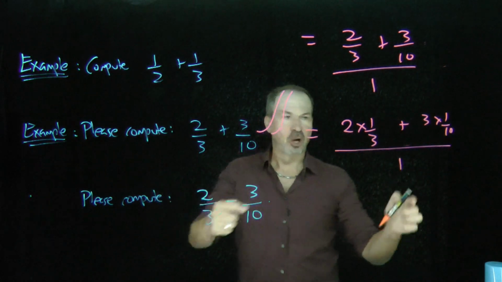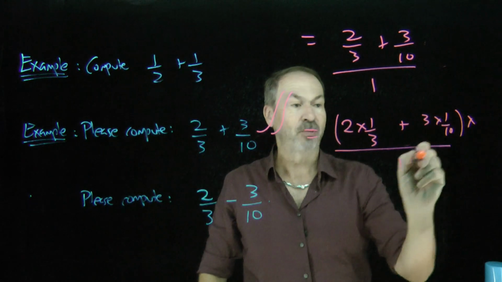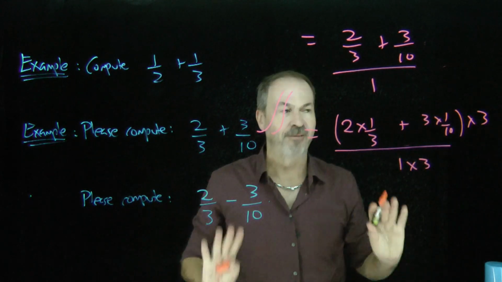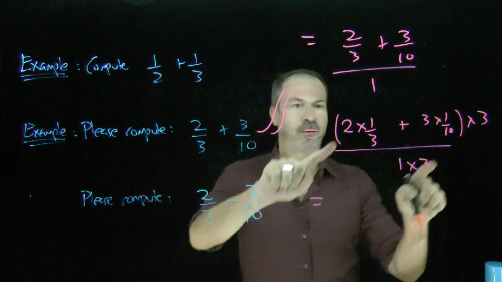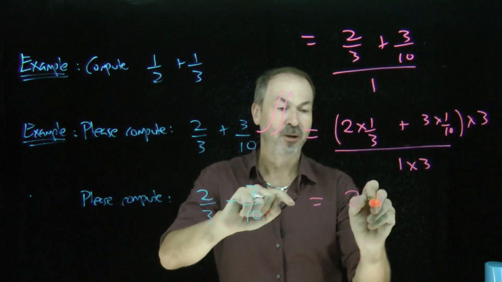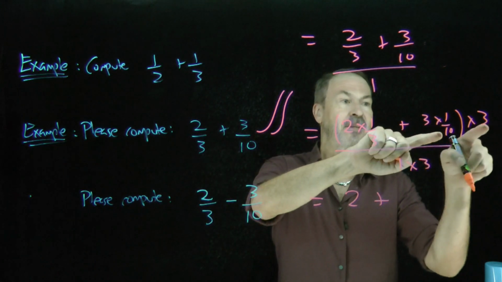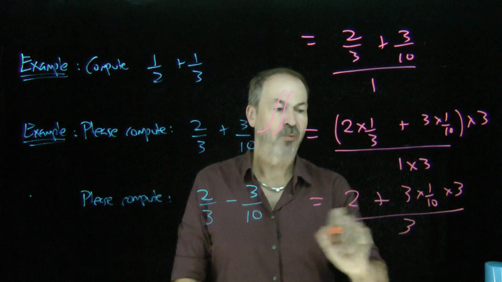All right, okay, so I don't like fractions within fractions. I don't like the thirds on the top. Let's multiply the top and bottom by 3. That doesn't affect the value of the fraction. The fraction is still good. Whew. So on the top, I see I've got 2 times the third times 3. That's 2 times 1. So I just get 2. Plus I get 3 times the tenth times 3, all over 3.